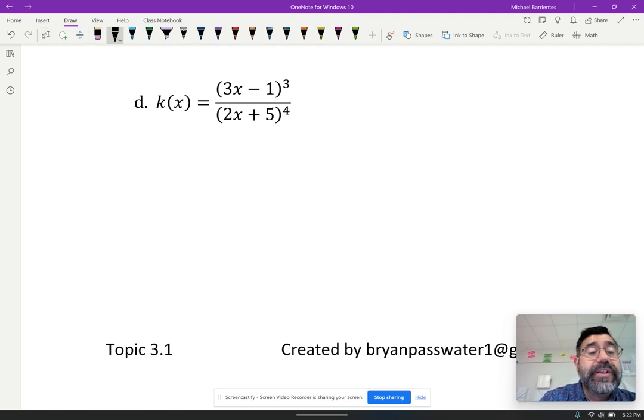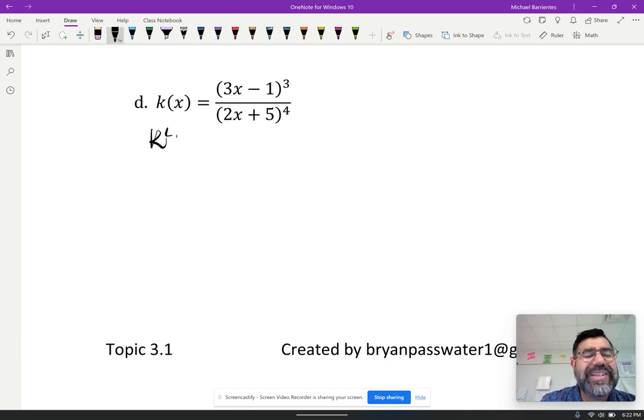All right, first thing to ask yourself, what's going on? And if I read it out loud, I'll read it as k of x equals 3x minus 1 quantity to the third power divided by 2x plus 5 quantity to the fourth power. Well, I'm dividing. I got to use the quotient rule.